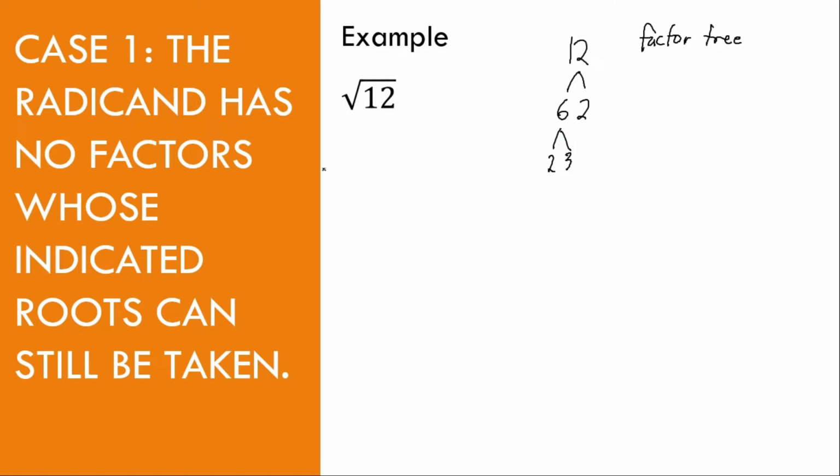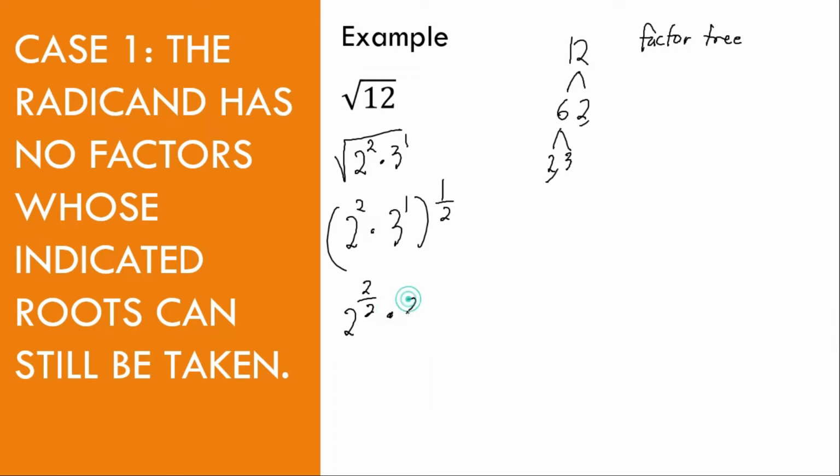So, si 12 can be written as square root of, ilan 2 meron tayo? 1, 2. 2 raised to 2 times 3 raised to 1. So, after that, you need to transform this radical expression into rational exponent. So, it will become 2 raised to 2 times 3 raised to 1, raised to 1 half. And after that, you need to distribute this 1 half into this expression. So, you will have 2 raised to 2 over 2 kasi 1 half times 2, that is 2 over 2, times 3 raised to 1 times 1 half.